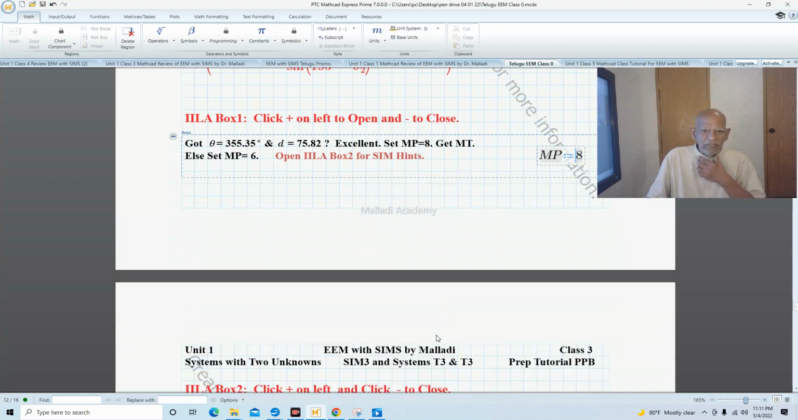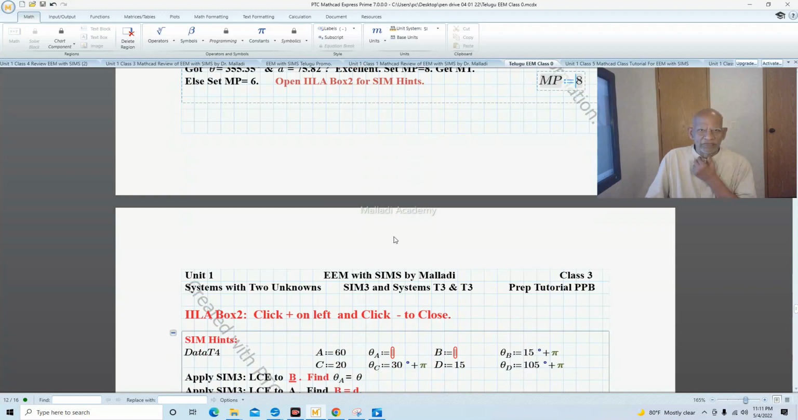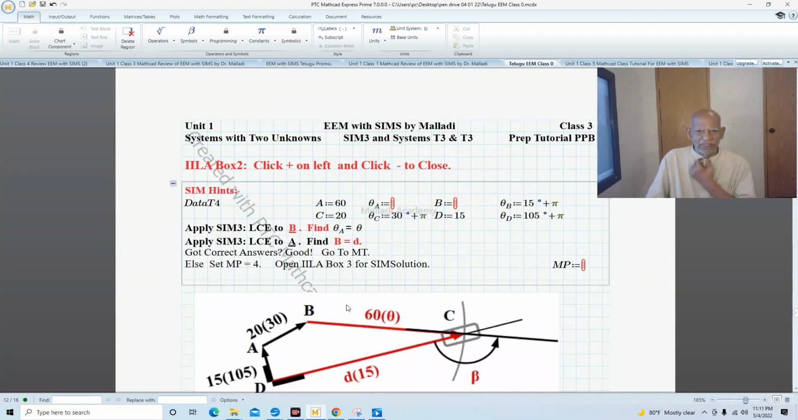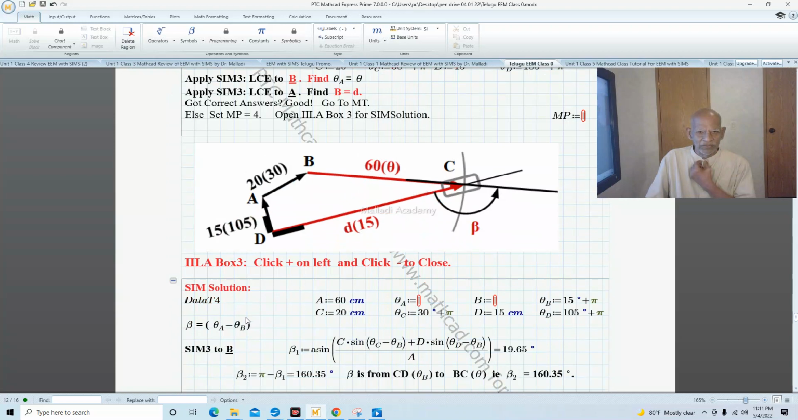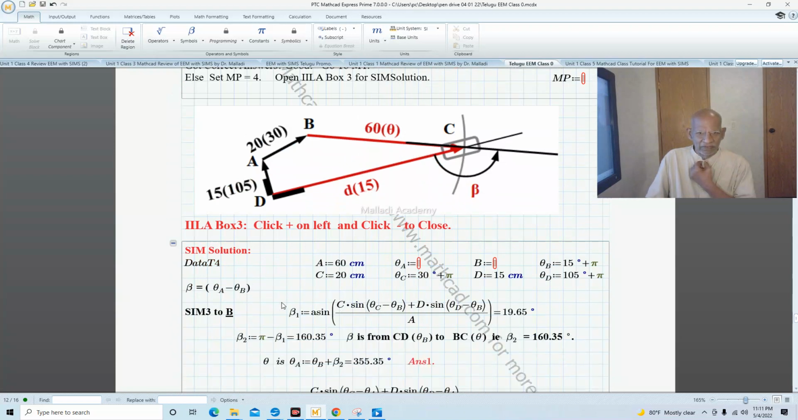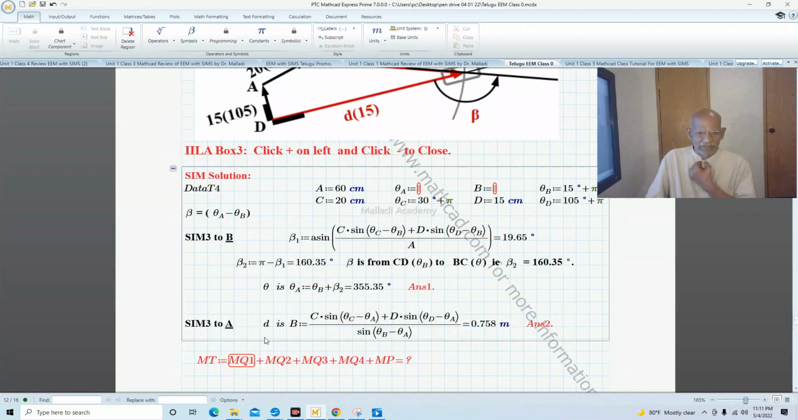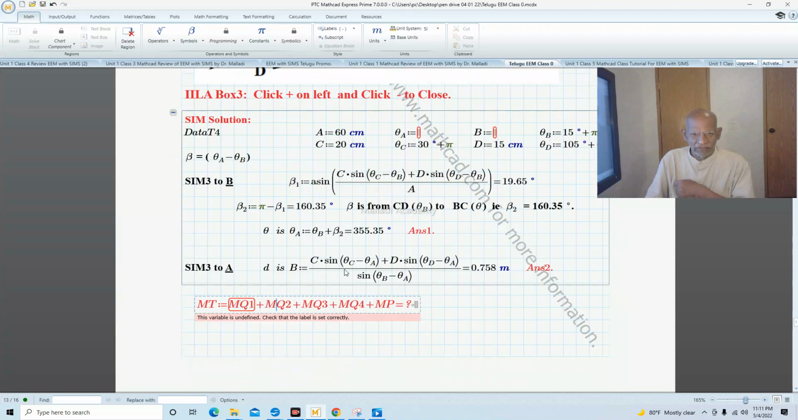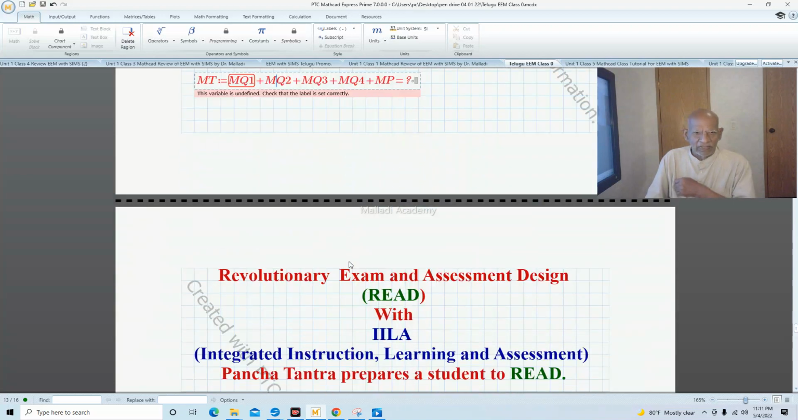Now, if this is wrong, I get a hint here about the data, and then some more hints here. Even then, if I go wrong, then I have a detailed sim solution giving the data and formula substitution, answers, etc. And then these are all computed here. So I can find out the total marks here, but this is not a total tutorial, so I don't get the right ones here.